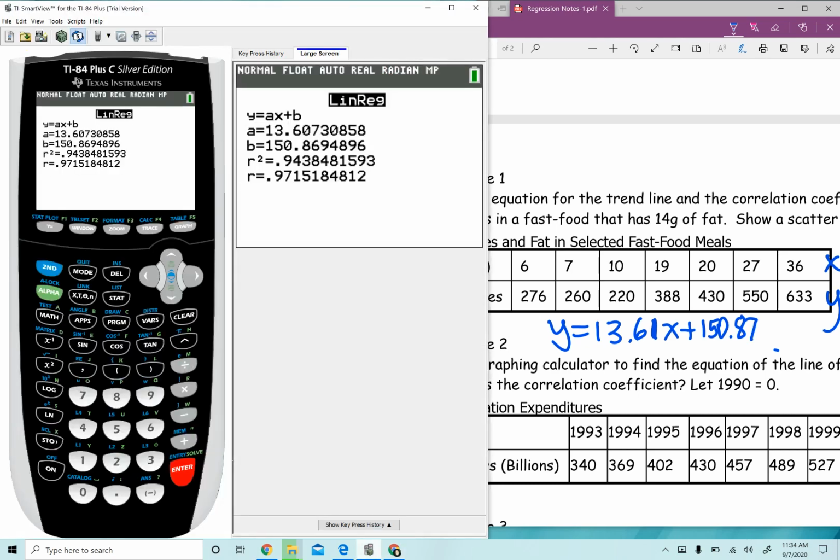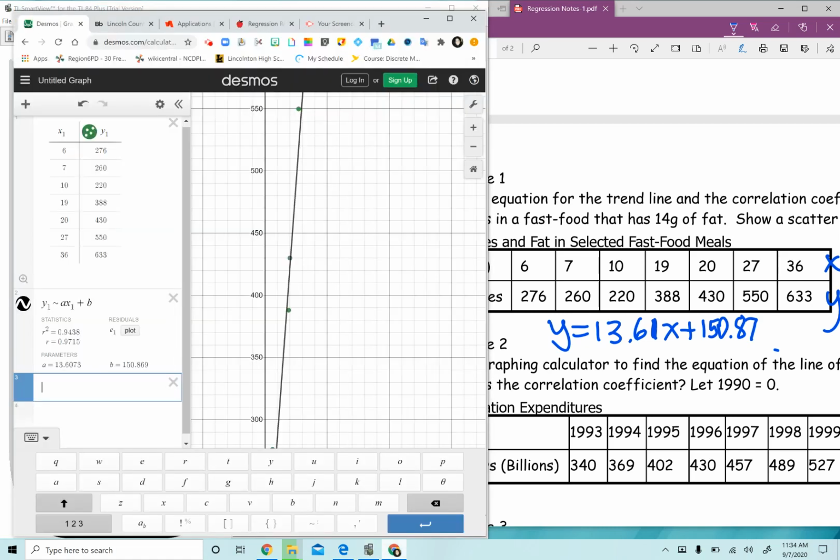So some things are better in our calculator, some things are better in Desmos, but those of you going to college, you're probably not going to be allowed to use Desmos, even though some things are easier in Desmos. Some things are easier in your calculator. So you need to be able to do them both ways. That's why I wanted to show it to you both ways.